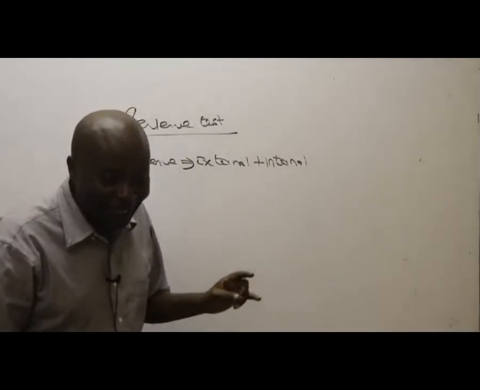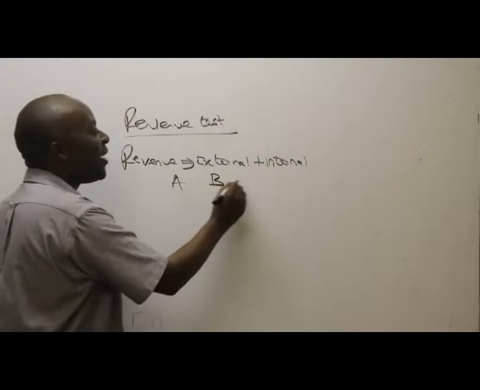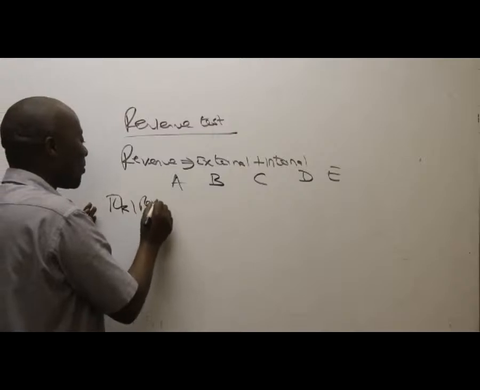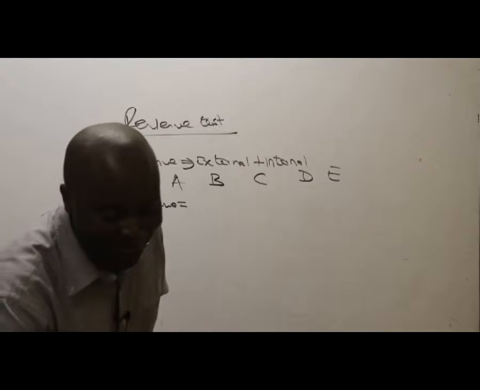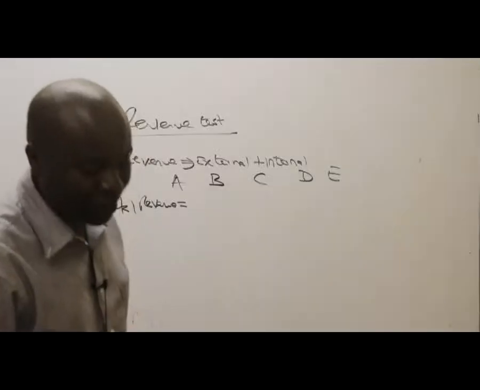So here we are adding. For revenue, I would want you to add for me. Please give me the total revenue, both internal and external. You can see A, it is 220 and 60 internal. So that will give me how much? Somebody please give me A. A is supposed to be giving us what total revenue? They're not talking to me. That punishment should start almost immediately. 280. Thank you very much, Purity.